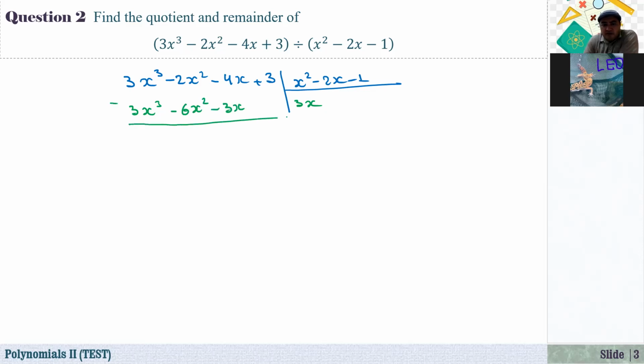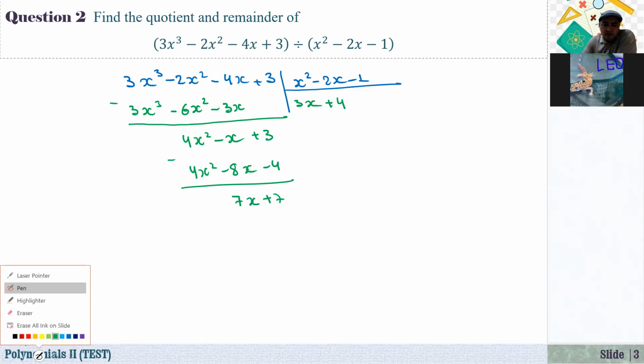Now subtract here, draw a line. 3x cubed minus 3x cubed is 0. Minus 2x squared minus minus 6x squared is 4x squared. Minus 4x minus minus 3x is minus x, plus 3. And 4x squared divided by x squared is equal to 4. 4 times x squared is 4x squared, and minus 8x minus 4. Now if you subtract this, 4x squared minus 4x squared is 0, minus x minus minus 8x is 7x, and 3 minus minus 4 is 7.